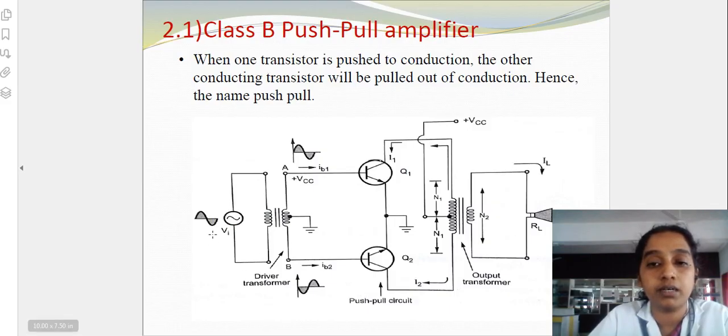So see the construction. We have two transistors, Q1 and Q2, and when one transistor is on, the other transistor is off, and when the other is on, Q1 is off, but both have the same characteristics. One transistor is pushed into conduction while the other is pulled out of conduction, which is cut off. Hence we call it push-pull.